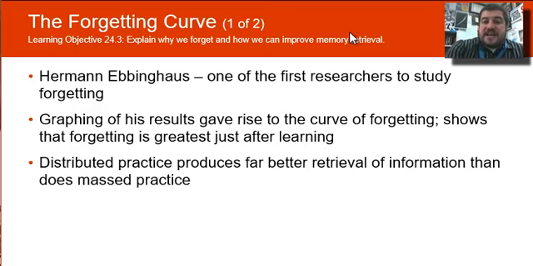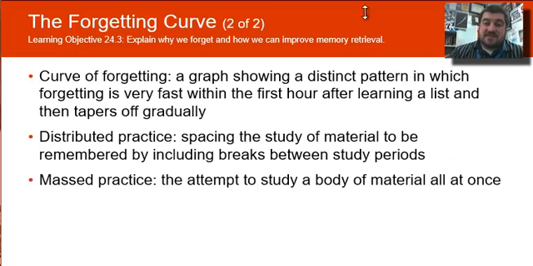How fast do we forget? Well, it turns out very quickly. Hermann Ebbinghaus is one of the first researchers to study forgetting in the early 1900s. And when we graph his results, we get the curve of forgetting. And forgetting happens at the greatest rate just after you learned the information. Distributed practice produces far better results than does massed practice. And what do those mean? Massed practice is basically cramming all at once. And distributed practice means learning a little bit at a time.